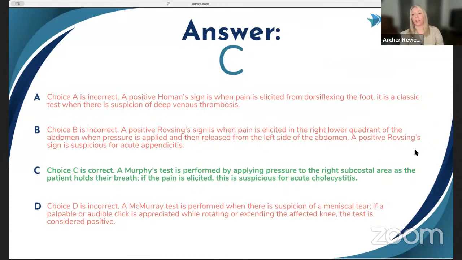Now let's walk through our wrong answers. So A, Homan's sign is a specialized technique we perform when we suspect a DVT. Choice B, a Rovsing sign, is another sign you may very well do in the workup for this patient, but it's actually checking for acute appendicitis. So this is where it's important to pay attention to the patient history and presentation. Choice D, McMurray's test, is an orthopedics exam. We use this to check for meniscal tears.